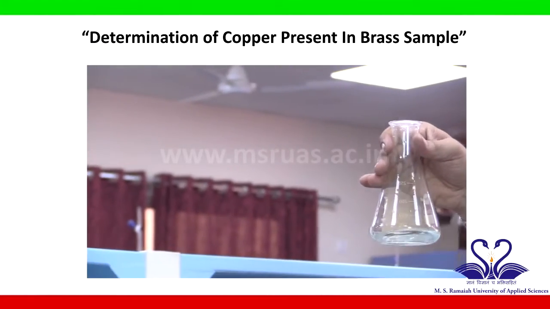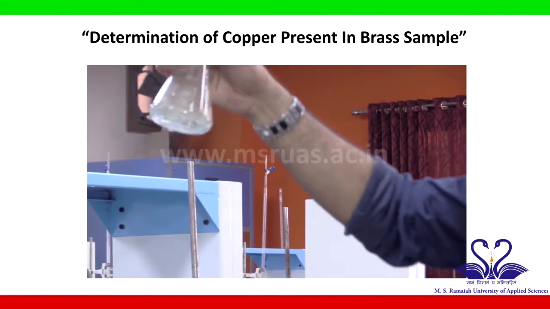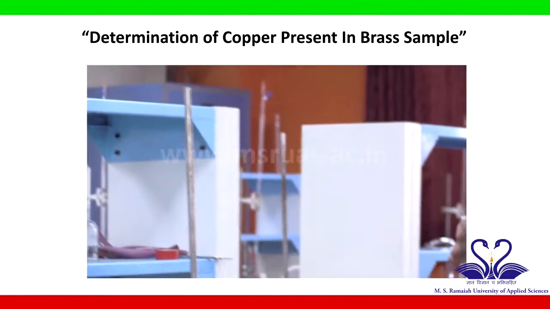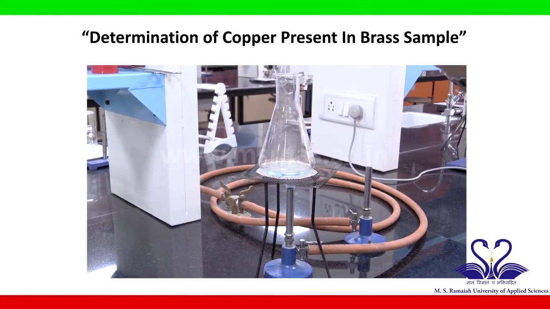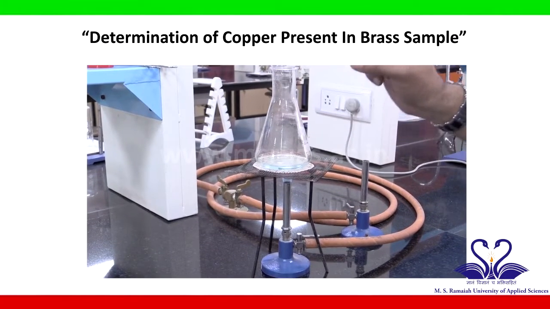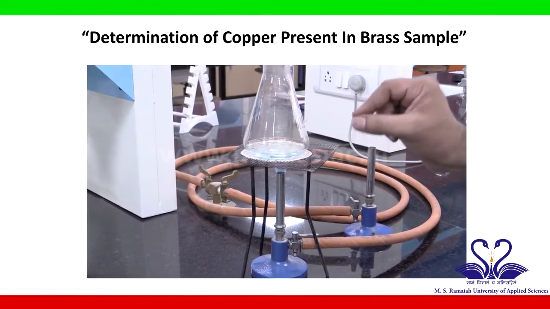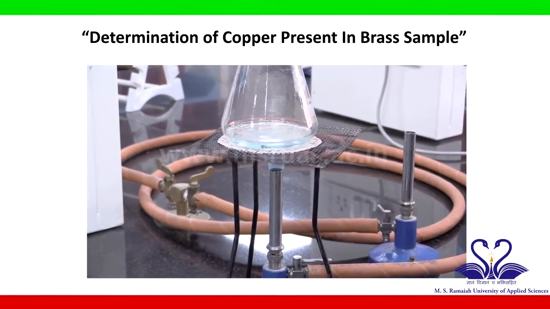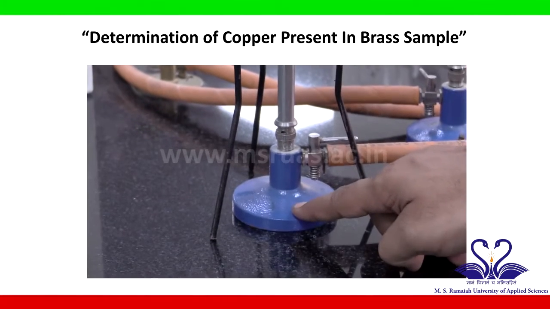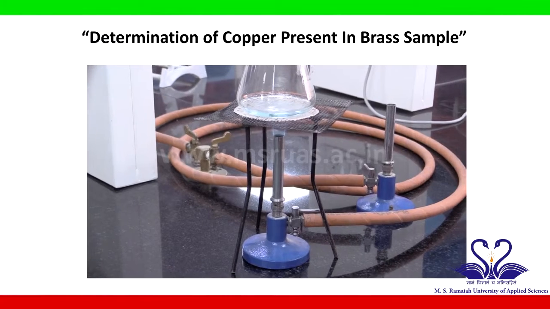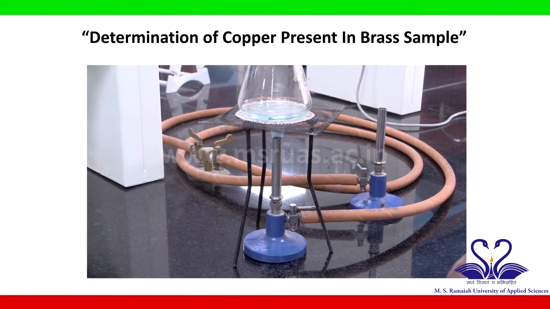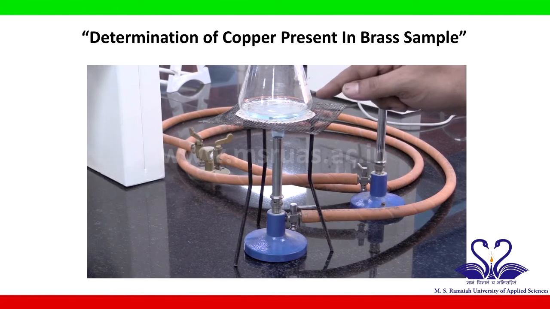This has to be boiled for 2 to 3 minutes. I am keeping it on a Bunsen burner. You have to boil your copper solution. Now that I added urea, it has to boil a little so that the oxides of nitrogen are completely destroyed. Adjust the Bunsen burner to a blue flame and keep it so that it boils very fast. You can see the bubbles coming out, 2 to 3 bubbles, it's good enough.